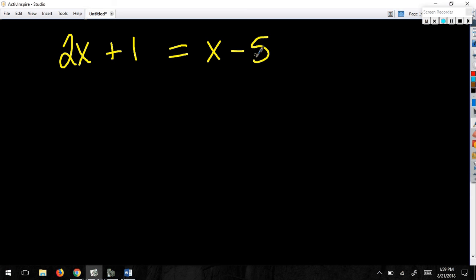So my question is, which one should I move? If I'm looking just at my x's, should I move the 2x to the right or should I move the x to the left? X to the left. Why? It's less. It's simpler. It's going to stay positive. It's not going to be negative. If I'm subtracting x, it's going to keep my x positive. Okay? So let's move it.